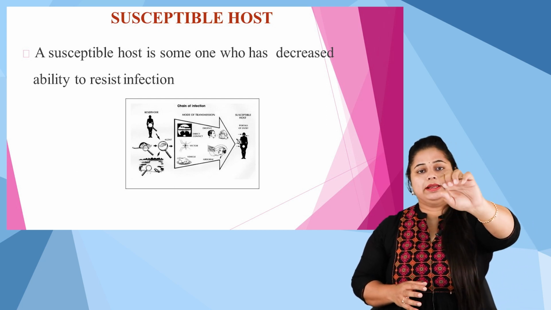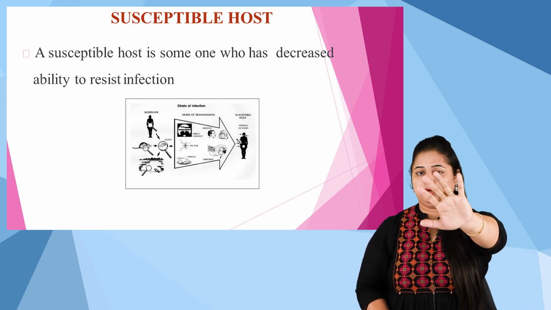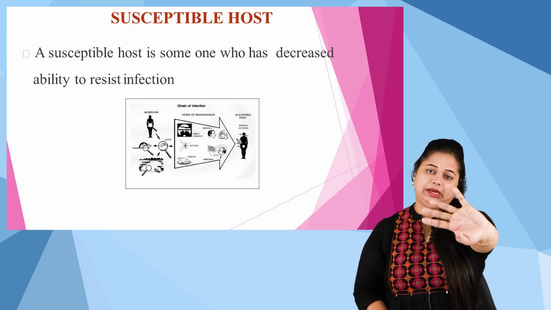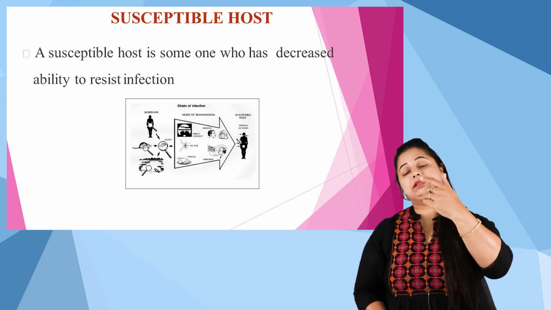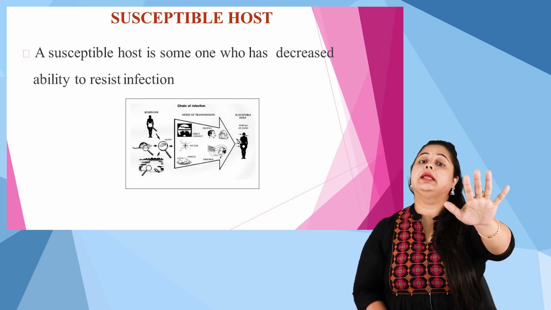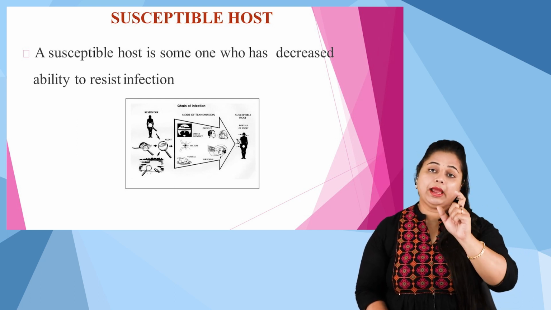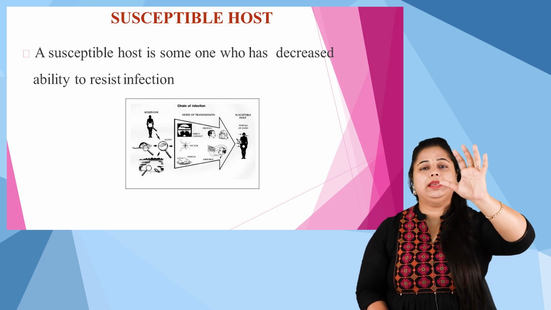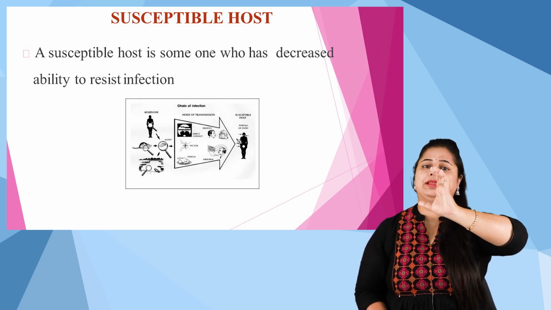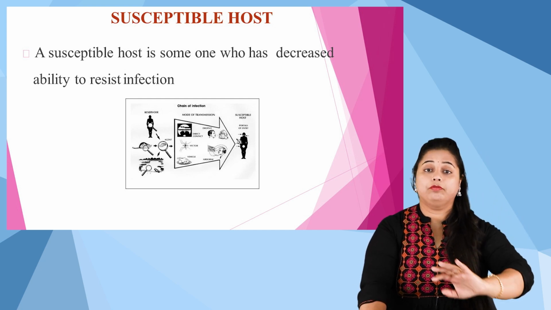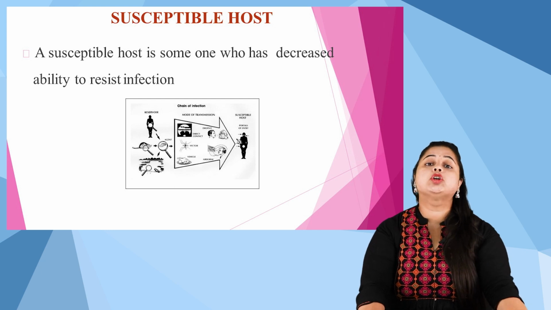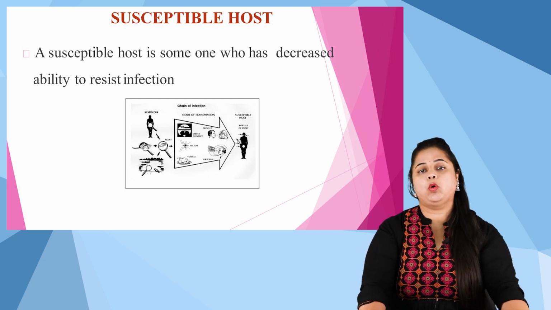So resisting capacity doesn't come. Resisting means stopping, not to come. The capacity is lower for them. There will be more chance to get a high infection. That kind of person, or any animals or any object, living things which is causing infection, for which it is causing infection, is called a susceptible host.